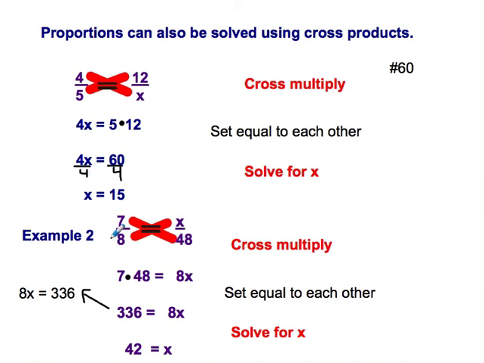Looking at example 2, same thing, only we're switched this time. 48 times 7, put down here, 8 times x is 8x, so that's the second step. And then we have 336 is equal to 8x. And if you're more comfortable with the variable on the left, just go ahead and rewrite it. And then either way, we can divide by 8 on both sides, and you end up with 42.